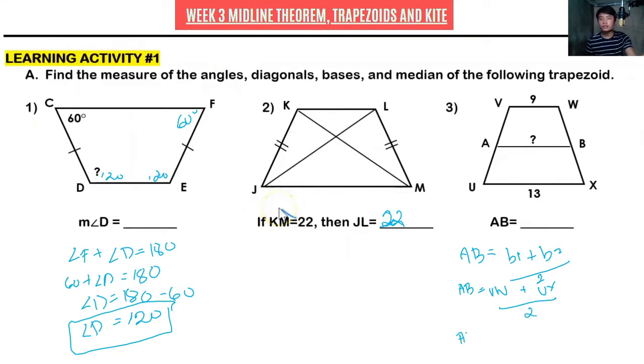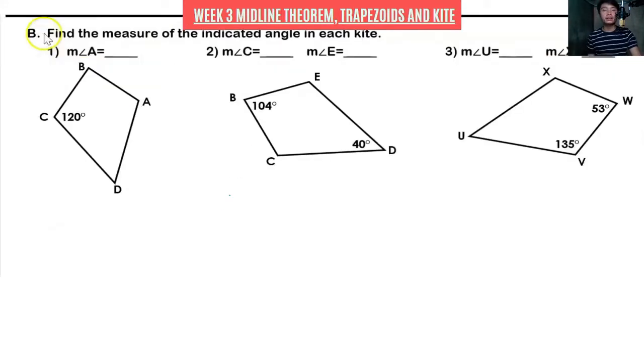So, AB is equal to BW is 9 plus UX is equal to 13 divided by 2. So, 9 plus 13, AB is equal to 22 divided by 2. AB is equal to 11. So, that is the final answer. Naging 11, B1 plus B2 divided by 2. Naintindihan po? Okay.